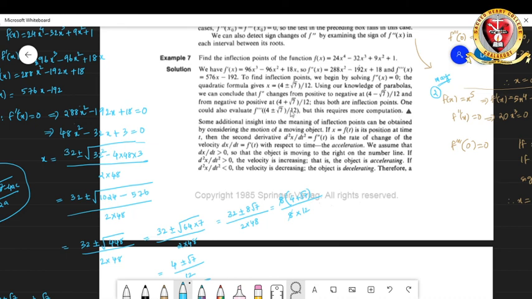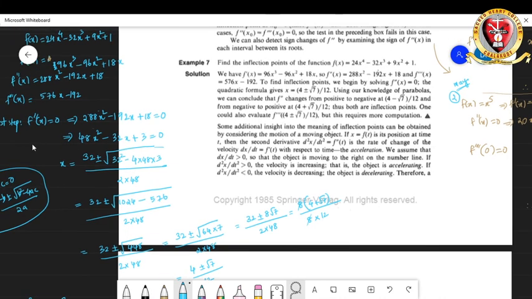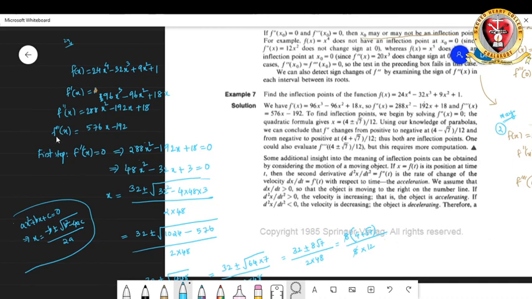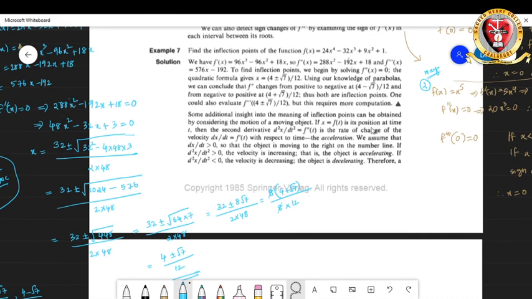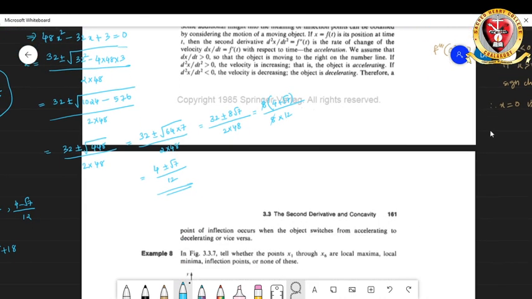Also, another way is to evaluate f triple dash of 4 plus or minus root 7 by 12. You can use that method too. Use your calculator. You can substitute 4 plus or minus root 7 by 12 inside f triple dash of x and say that it is not equal to 0 in both cases. That means both of them are inflection points. That is one method. I think you can leave the other method because that might be a little confusing for you.